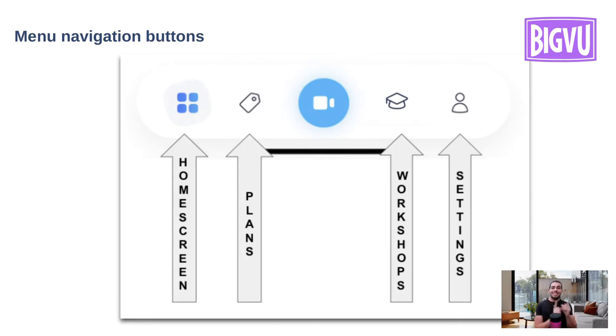Okay? The ticket icon, the second one, are the plans. We're going to see the starter plan, the plus plan, all the plans that we offer on BigView. Okay, and in a few moments, I'm going to explain the difference between them. This blue icon in the middle is to start a new project. You can start a new project with a script, with no script, and also you can import an external video to edit inside BigView. Make sense?